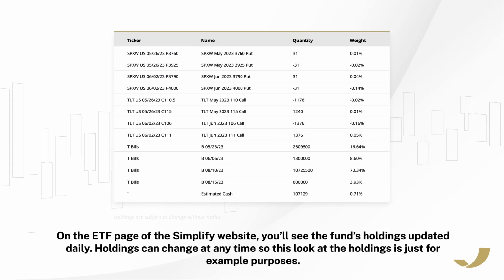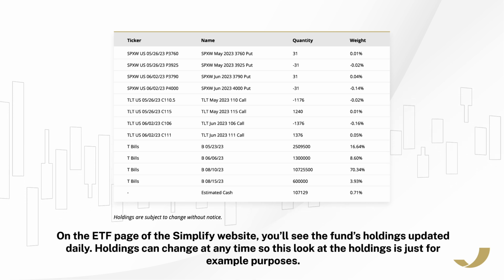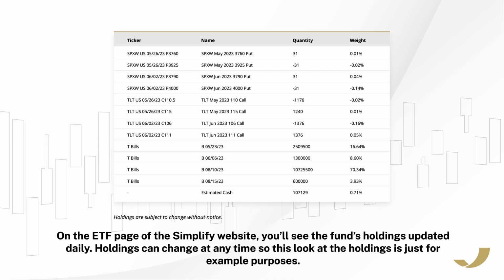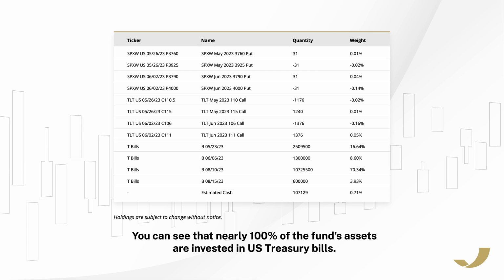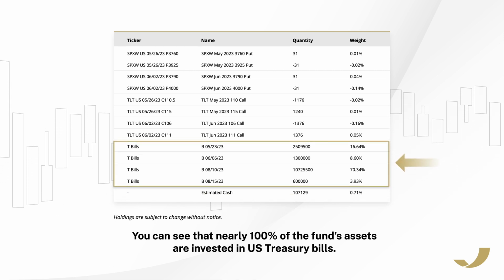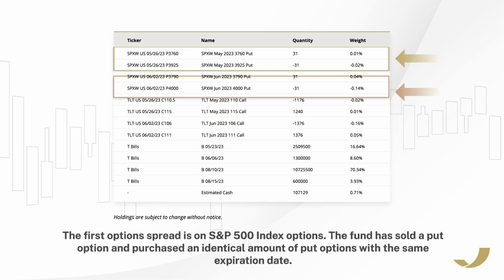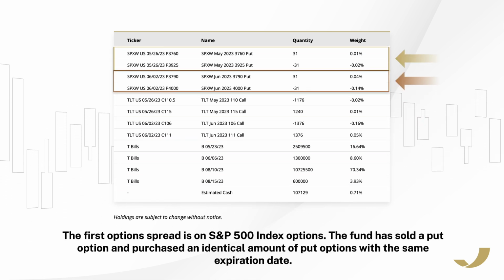On the ETF page of the Simplify website, you'll see the fund's holdings updated daily. Holdings can change at any time, so this look at the holdings is just for example purposes. You can see that nearly 100% of the fund's assets are invested in U.S. Treasury bills. The first option spread is on S&P 500 index options.